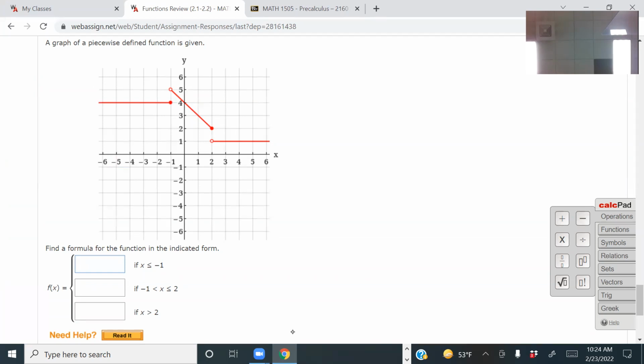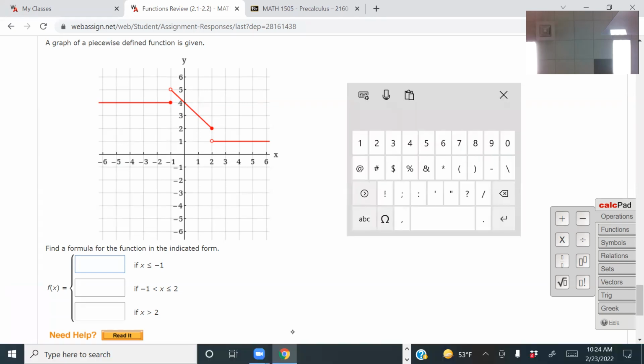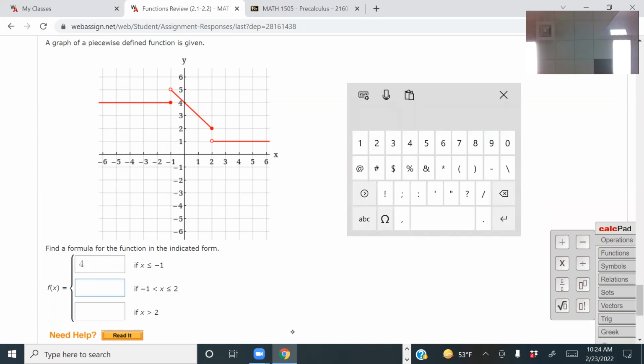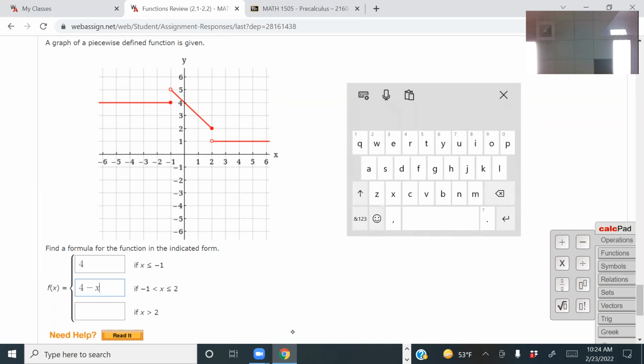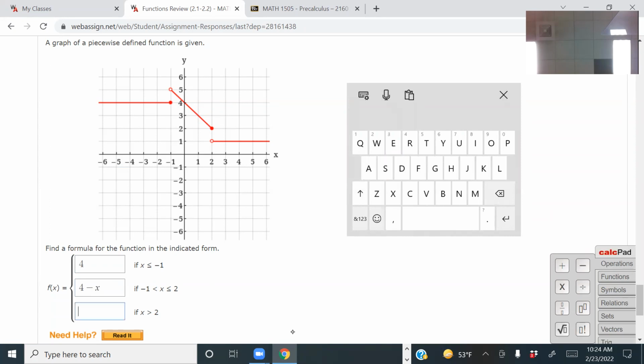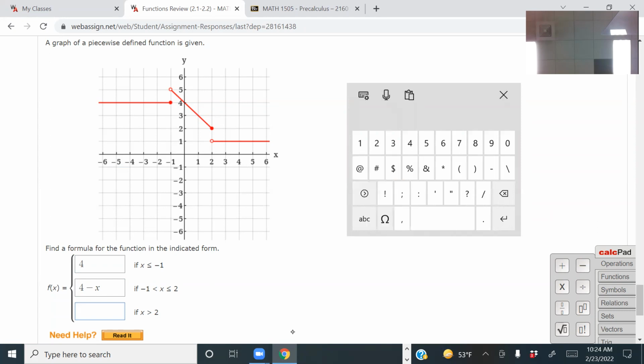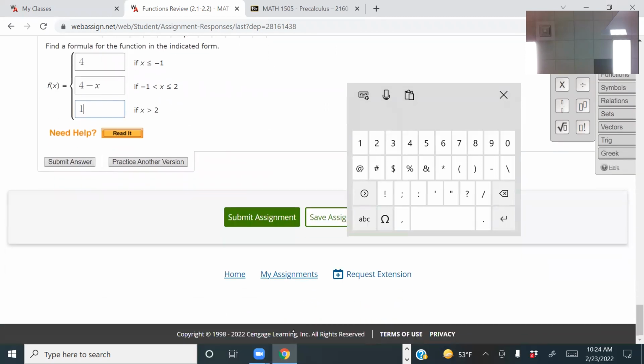I entered all these previously and it didn't accept it for some reason. Yeah, I wonder why. Okay, so there's got to be some sort of weird typing thing here. Let's try it, so see what I get. See if I can get my keyboard up here. So I said this was what, 4, right? And this one was 4 minus x. And then this one was 1. I can submit that. Is there any other parts of that question?